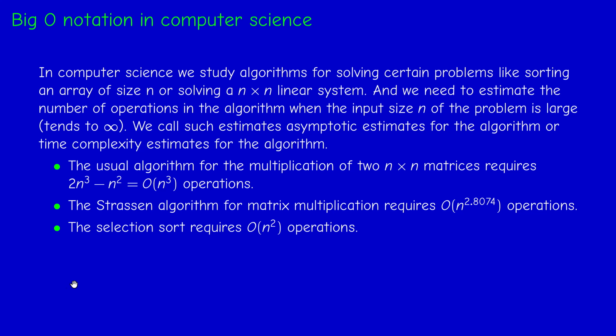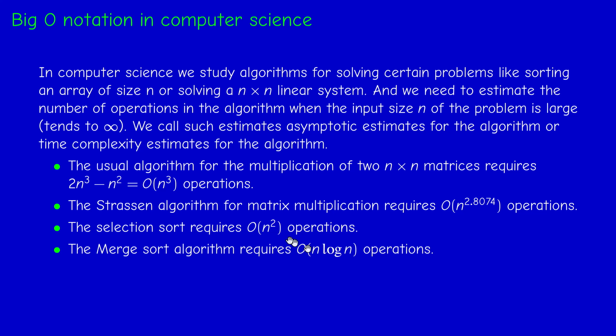Okay. Now, if you learn the selection sort for sorting an array, this requires big O of n squared operations in the worst case. But there are quicker, more efficient algorithms. For example, the merge sort algorithm or the quick sort algorithm require big O of n log n. This is a significant difference, because n squared over n log n tends to infinity. So there's really a significant advance. When n is big, the merge sort and the quick sort algorithms are much more efficient than the selection sort.